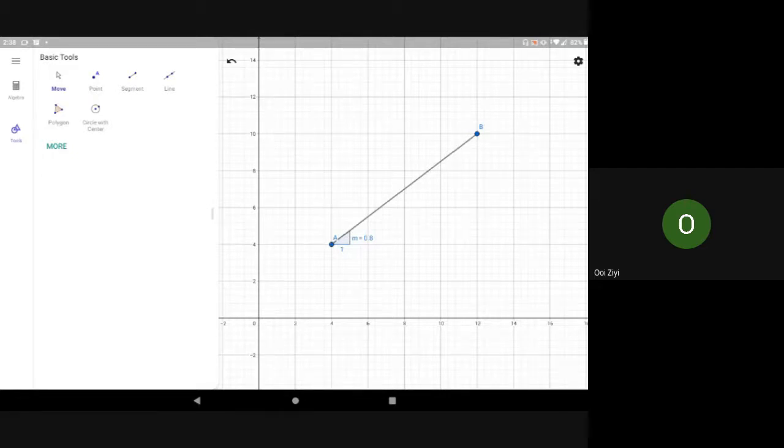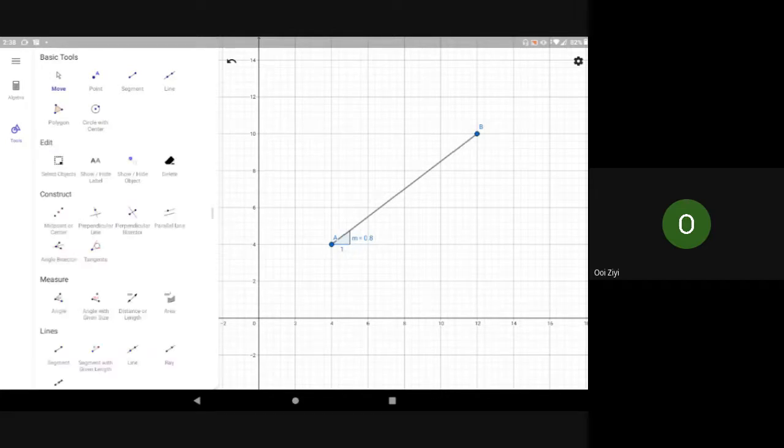The gradient m of line AB is given as 0.8. Hopefully you know how to find the gradient. The gradient we need to find is y2 minus y1 over x2 minus x1. And then we want to do the parallel line.